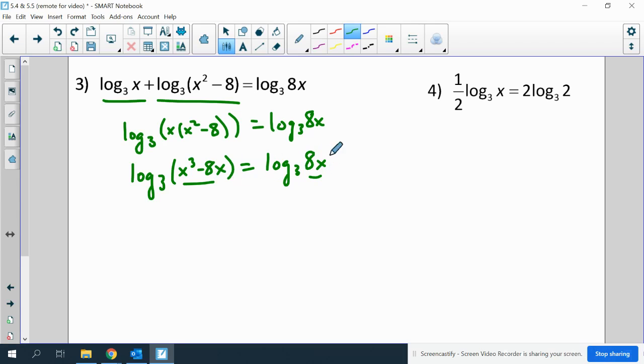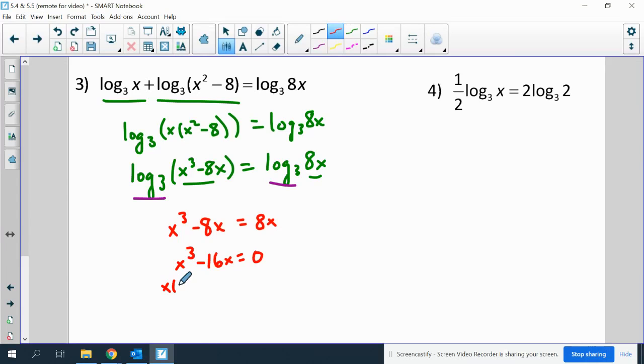Therefore, I can set the interiors equal to each other because they're all log base 3. So I have x cubed minus 8x equals 8x. I'll subtract 8x over to the other side, so x cubed minus 16x equals 0. Then I would factor out the greatest common factor, x. So I have x times x squared minus 16 equals 0. Then I can further factor this to x times x minus 4 times x plus 4. So x can equal 0, x equals 4, and x equals negative 4 are my three potential answers.